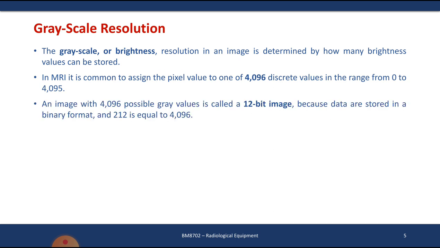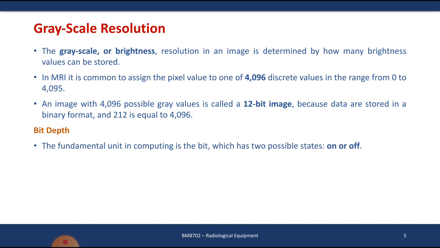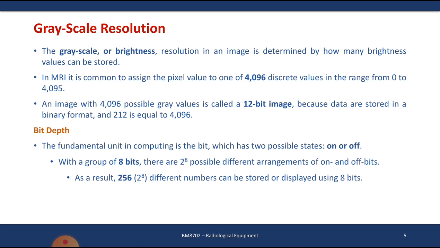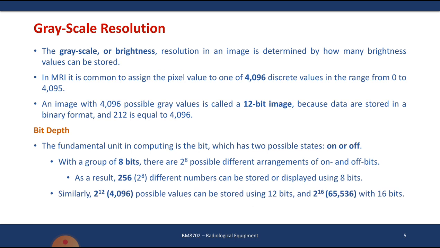So 4096 is basically a 12-bit image, which is 2 power 12. So here when you talk about bit depth, the fundamental unit is a bit which has two states, which is on and off state, and with a group of 8 bits there are 2 power 8 possibilities, so that is 256. In case of 2 power 12 you will get 4096 possible values, and in terms of 16 bits you will have 65536 values. So this 16 bit and all you will have done in your MATLAB, like unsigned and signed integer, uint8, uint16 and all you would have done. So this is basically about the grayscale resolution.